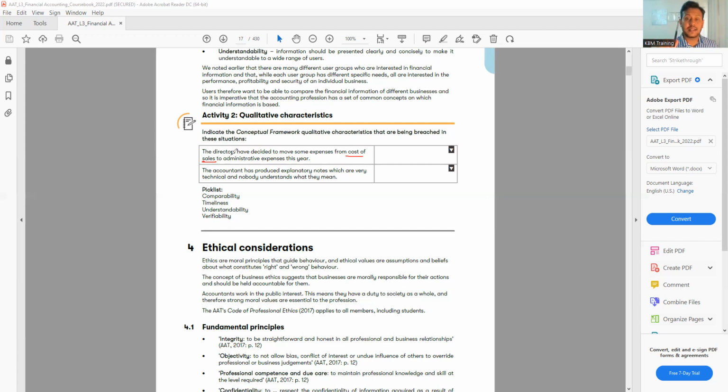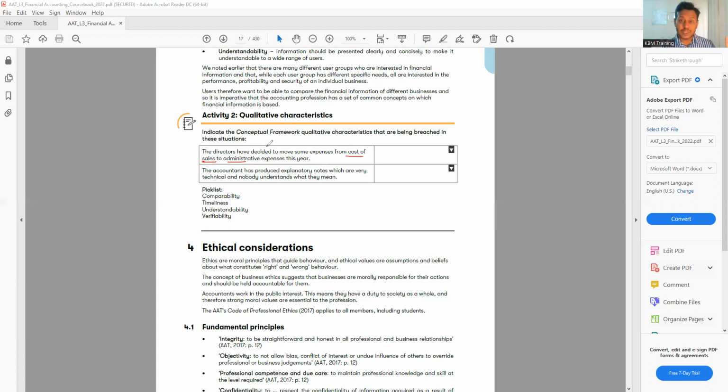If I can see it, it is a direct cost. Direct cost is a part of cost of sales. Then indirect cost is a part of the admin cost. So if the director moves some cost of sales to the admin cost, what will happen? My cost of sales will be lower. That means it shows to make a pen, it takes less money, so it is less cost. On the other hand, my admin cost will be higher.